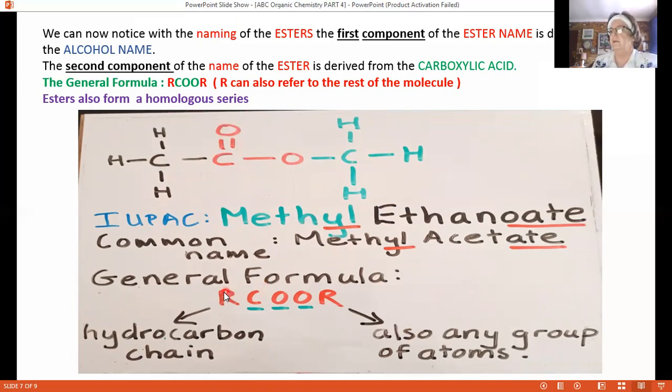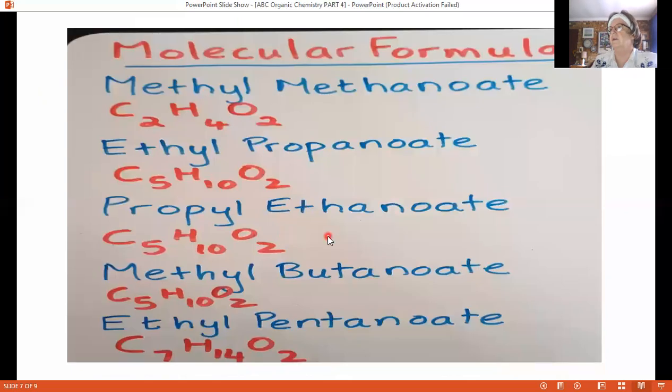So it's important that you do understand why the general formula is written as RCOOR. The COO being this part, the functional part of the structure of the ester, and the R's representing the rest of the molecule. So I hope that is clear to you. Right, here I've written down the examples that we've discussed in this part 4.